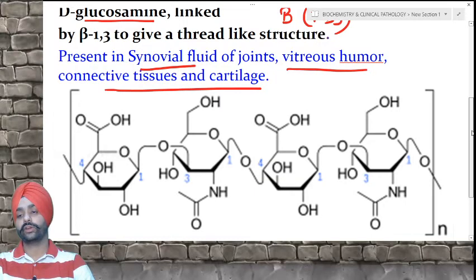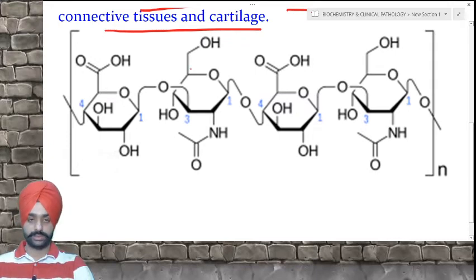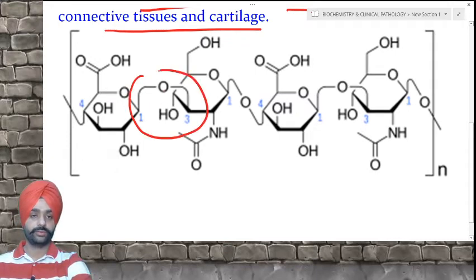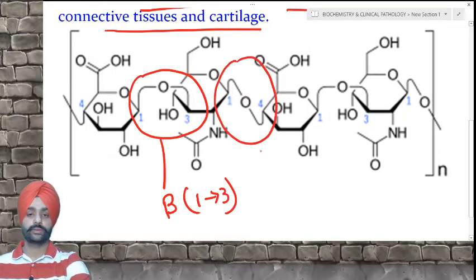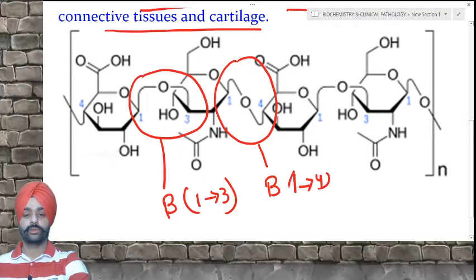Now see here the structure of hyaluronic acid. This linkage is beta 1,3, whereas this linkage is beta 1,4. So they occur in alternate fashion.